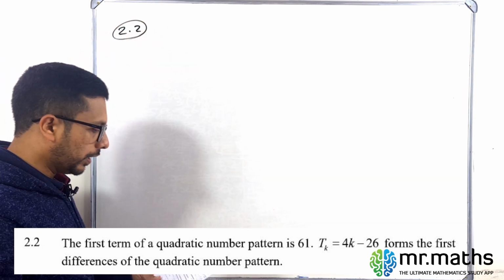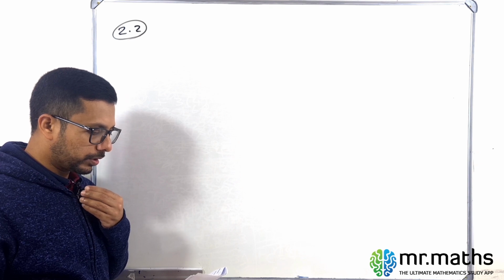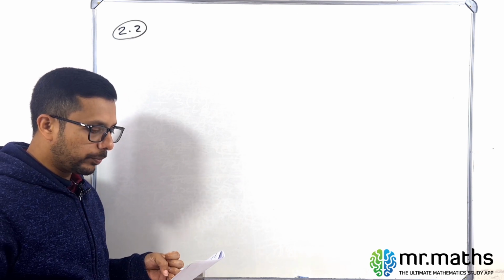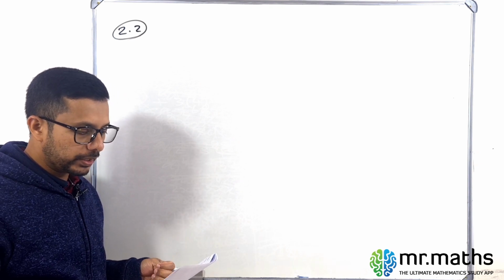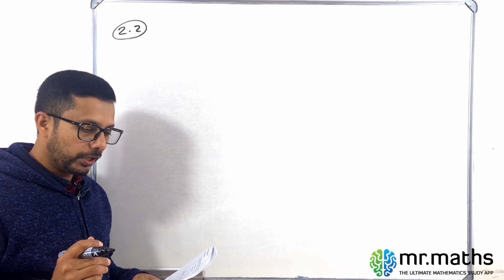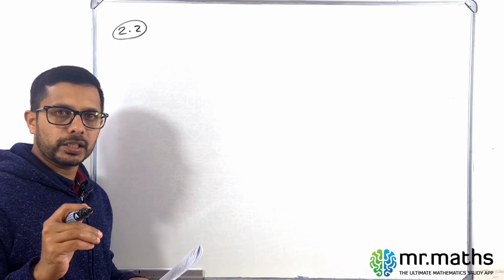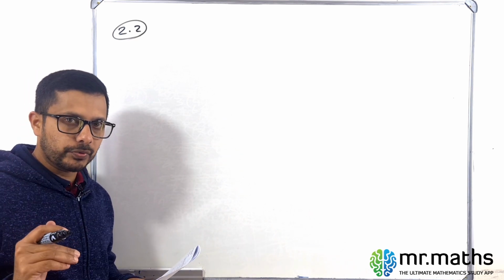Question 2.2, what is that question? The first term of a quadratic number pattern is 61. Don't forget that this is a quadratic number pattern. That means we can find the second difference.